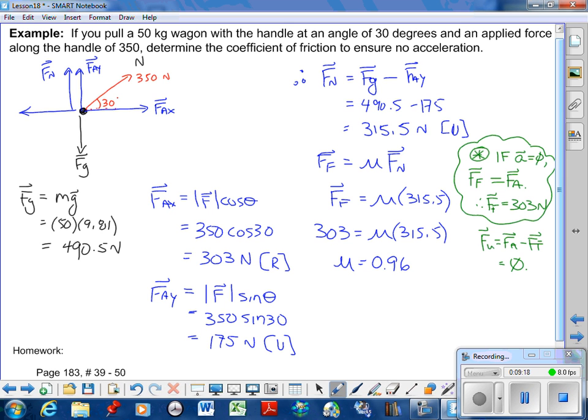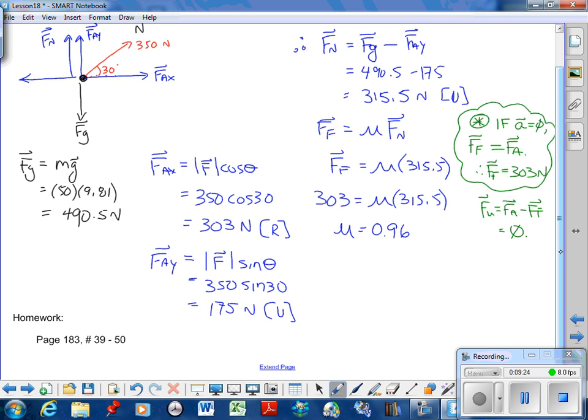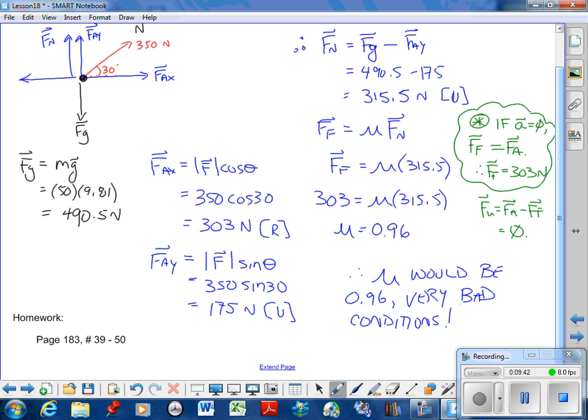So now just using your math skills to do that division, we find that mu is going to equal 0.96. So basically this wagon is in boulders with flat tires because a mu of 0.96 is very high. So therefore mu would be 0.96, very bad conditions. Because it's so high, I would say you definitely have flat tires and are probably pulling it over very treacherous terrain if that's the case. So there we are.